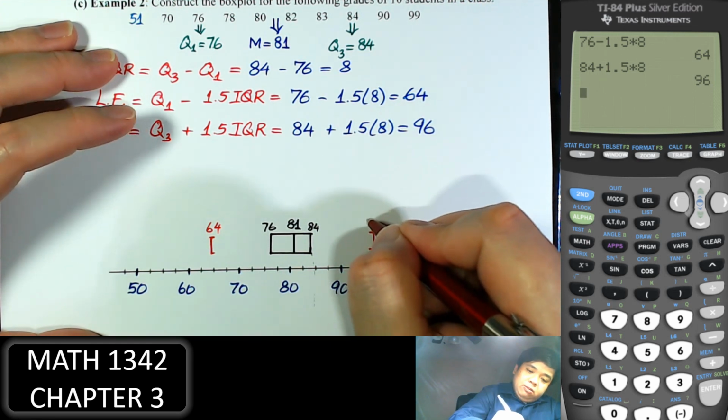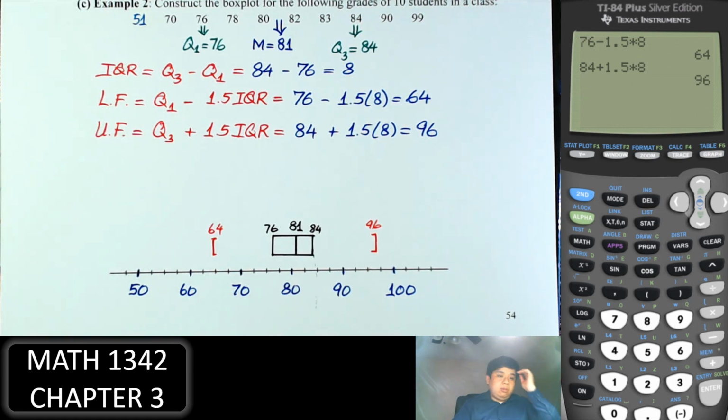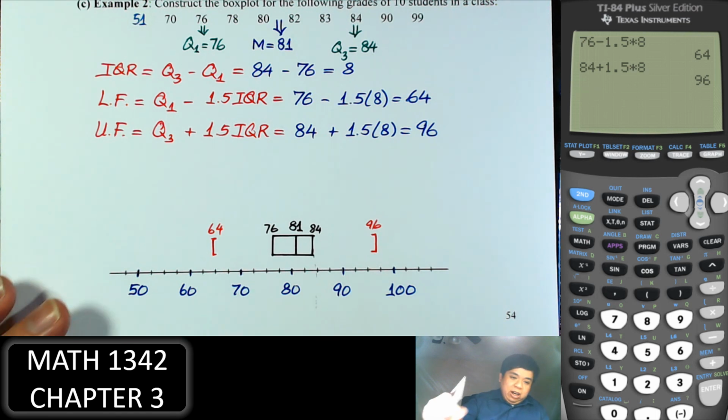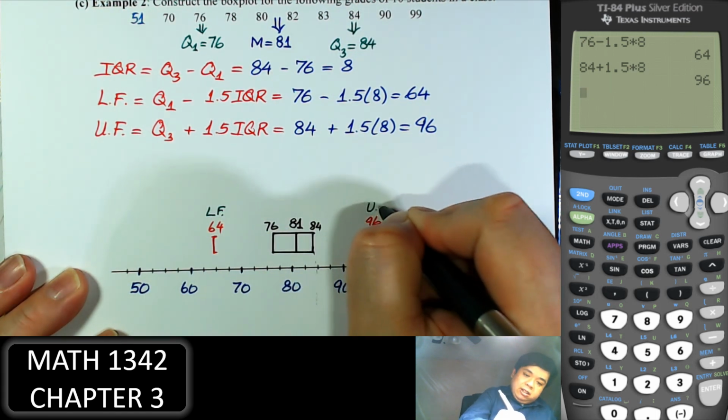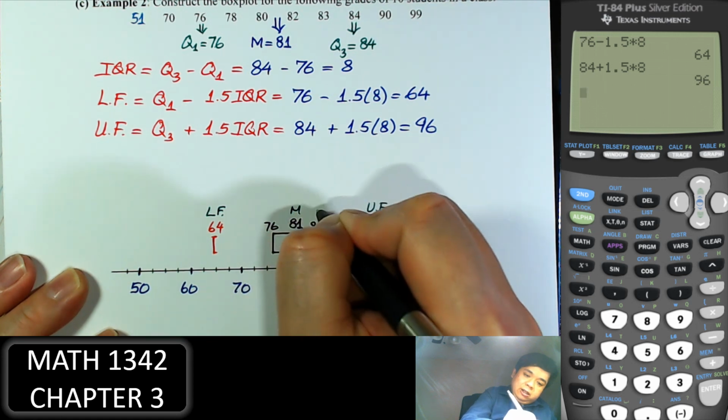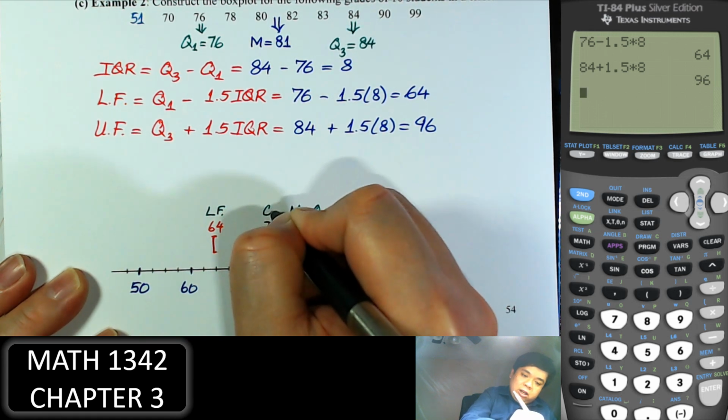Of course we can label them. This is the lower fence, upper fence, median, third quartile, first quartile.